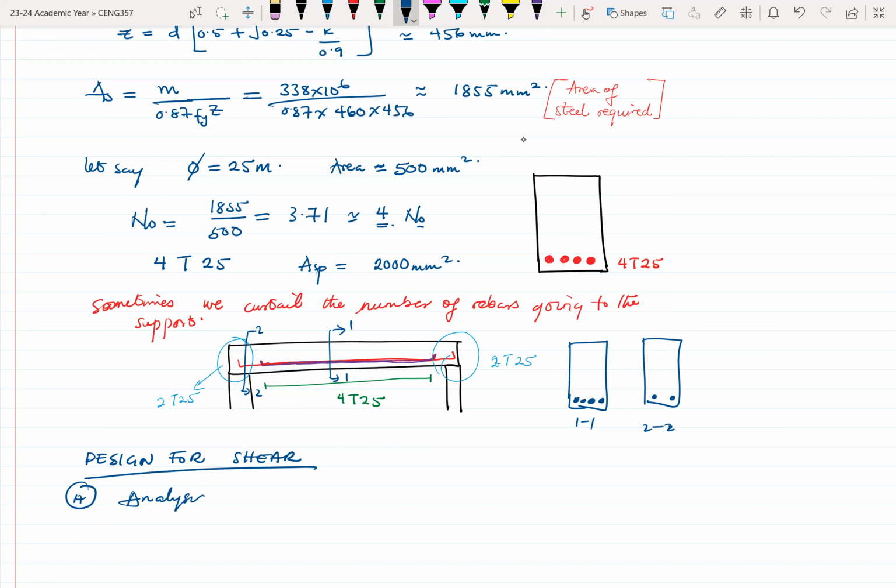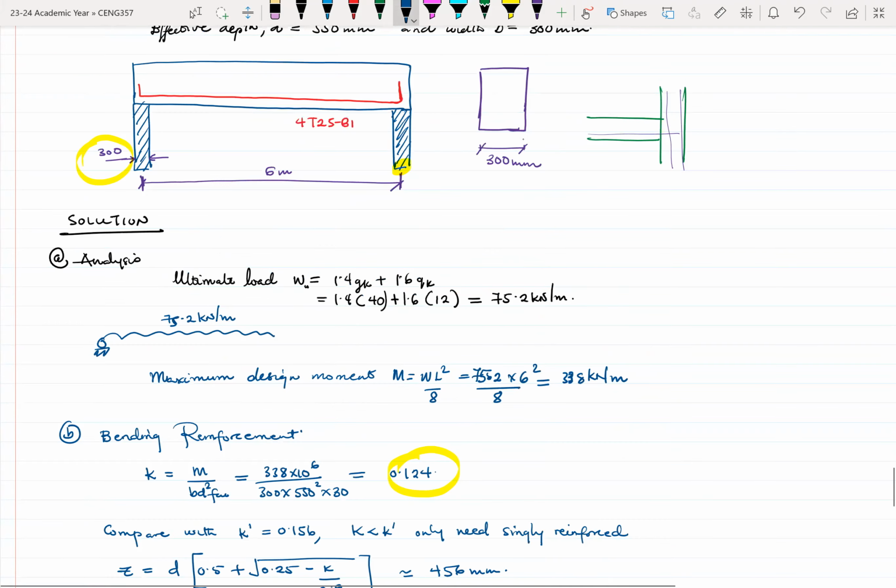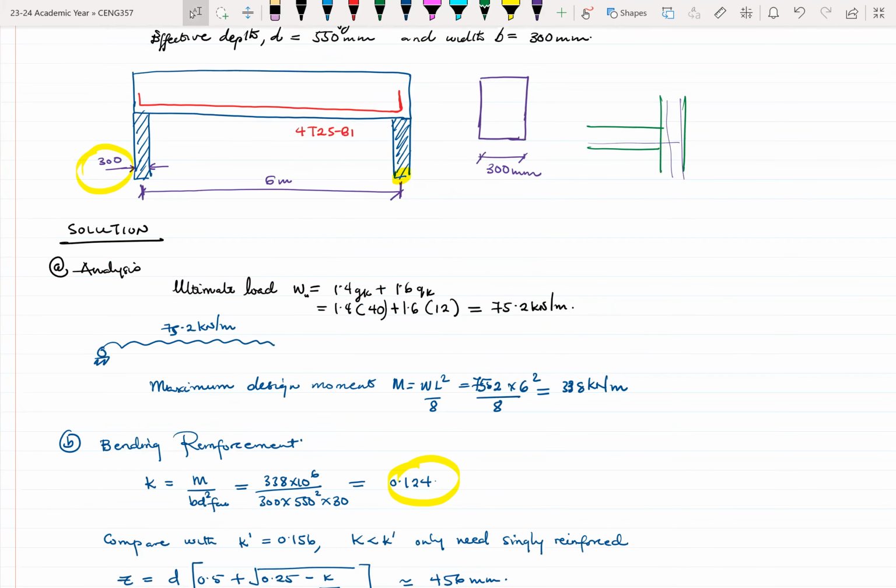So for the analysis, we are looking at finding the maximum shear. I didn't draw the bending moment diagram because I assume we cannot draw it. This will be our bending moment diagram, with the value here being 75.2 kilonewton meter. Sorry, no, it wouldn't be that. The value would be 338 kilonewton meter. Okay.